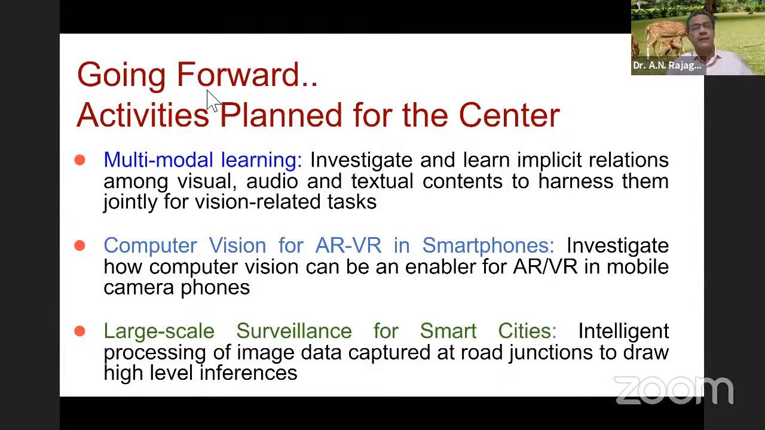And the second one that we are looking at is computer vision for AR, VR, and smartphones. Especially for smartphones, which are handheld, not the general AR, VR that a lot of people are doing. And then we are also interested in large-scale surveillance, but just from the point of view of road traffic or road traffic management, not in its entire generality.